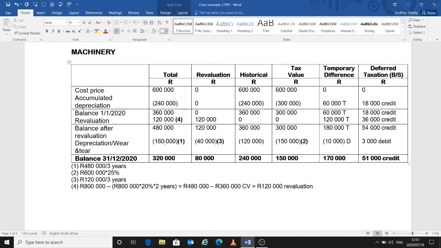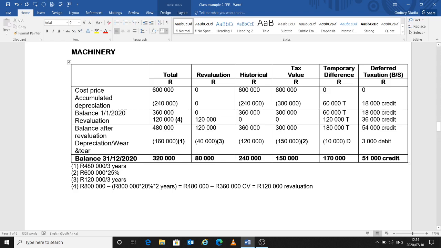And if you minus 160 from the 480, it will give you the carrying value of 320. Your revaluation is 120. If you divide the 120 by 3, the remaining useful life, it will give you 40 for that year, then 80 is the carrying amount. And then historically, you'll leave the asset as if there's no revaluation. Then you'll come to tax value. Your warranty is 150 per year, because 600,000 times 25% gives me 150. So you'll see it's 600,000 minus the 300,000, which is for 2 years, and then it leaves us with 300.